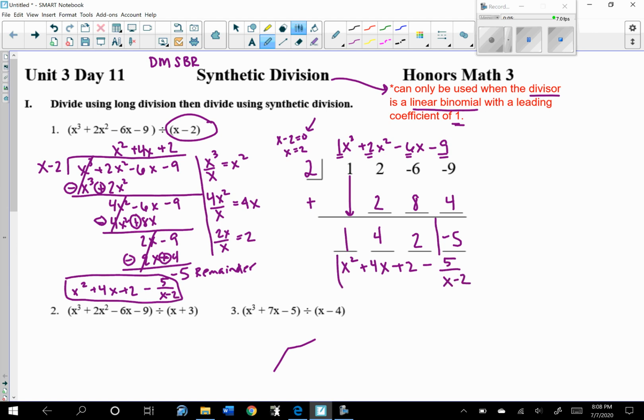So notice that we got the same answer, it's just a different way of dividing. Just like long division, if we were missing any zero placeholders, we would also want to make sure to put those in. So let's go ahead and do another one.